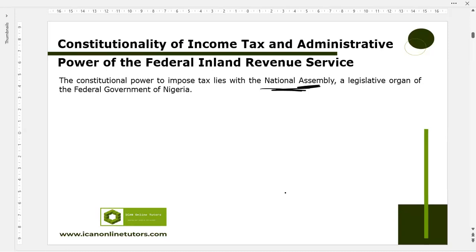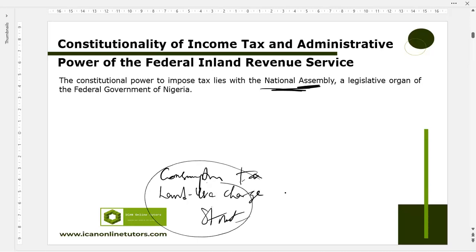Also at the state level, what represents the National Assembly? The State House of Assembly. This State House of Assembly can also impose specific taxes in their jurisdiction. A good example is what we see in Lagos State, which is consumption tax. Apart from that, we also have what we call land use charge. We also have something like structural levy and the likes, because these Houses of Assembly have jurisdictional power within their own territory. Are we together? This is under the Taxes and Levies (Approved List for Collection) Act.